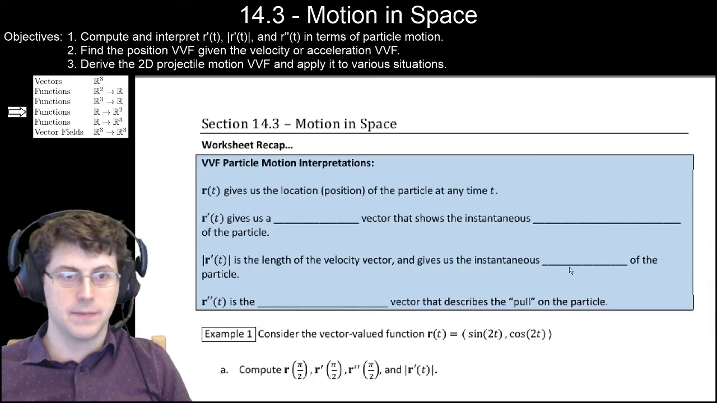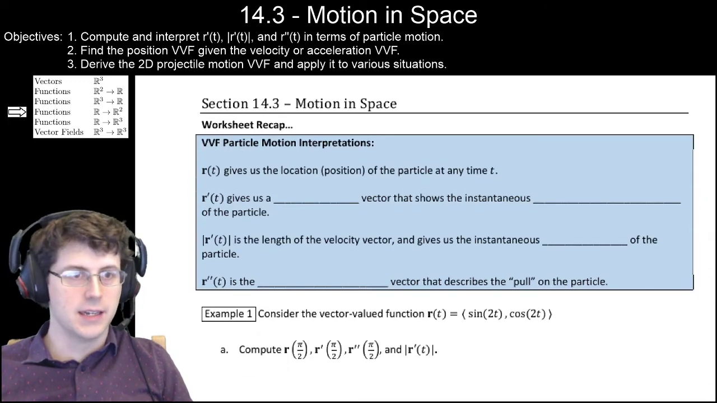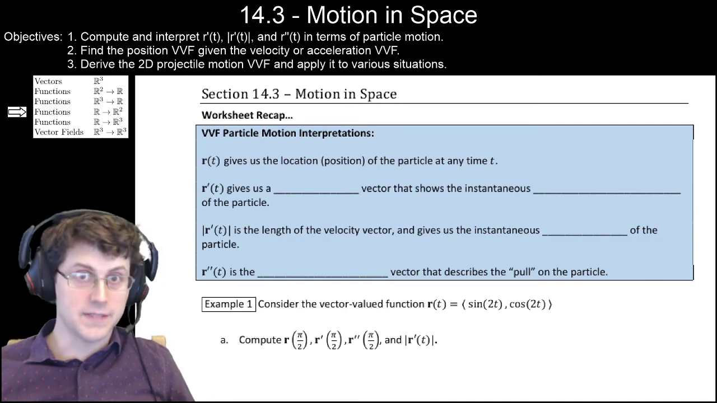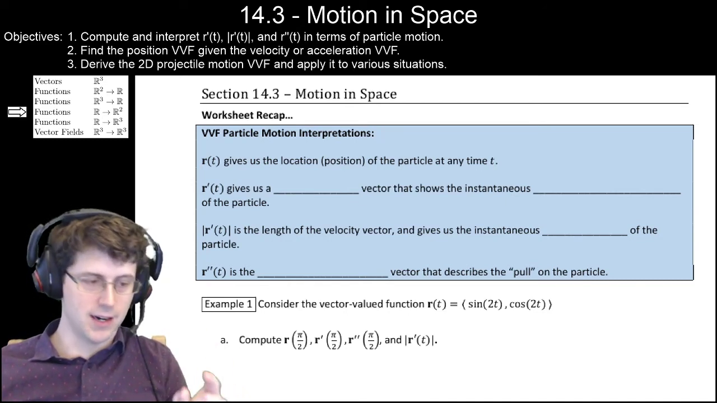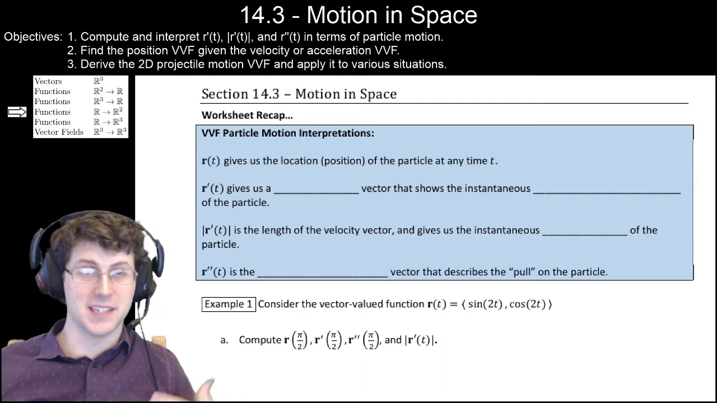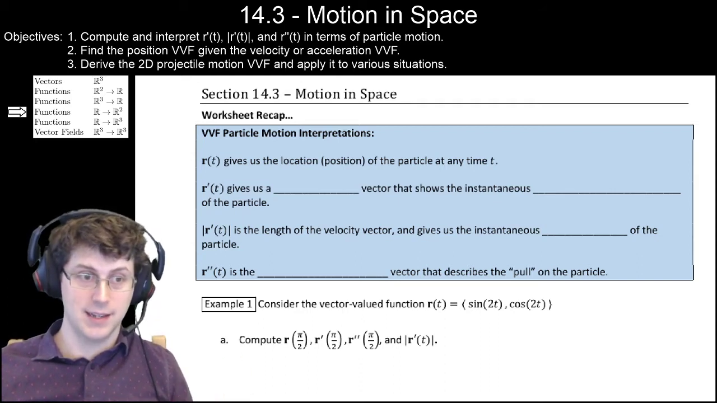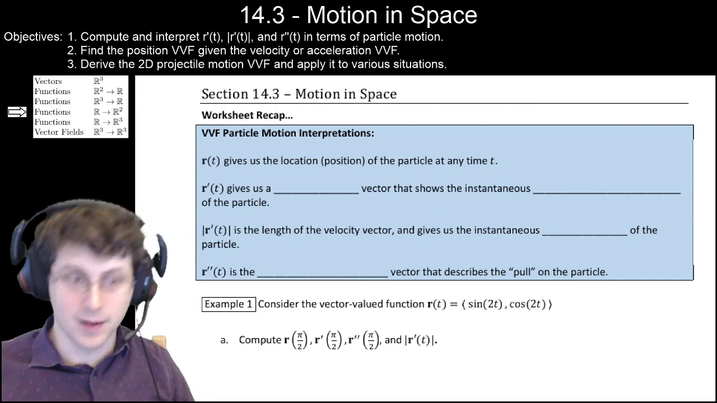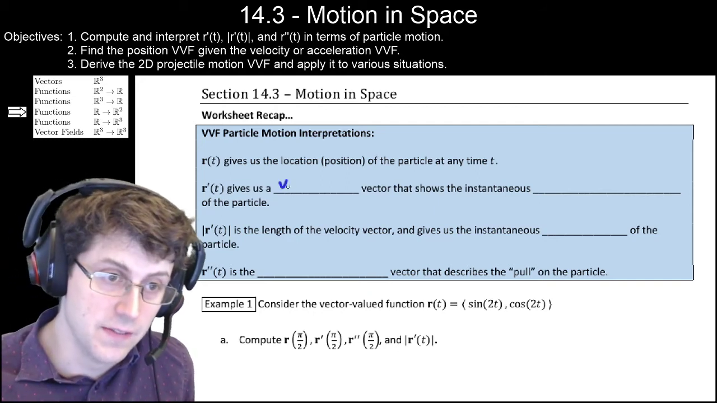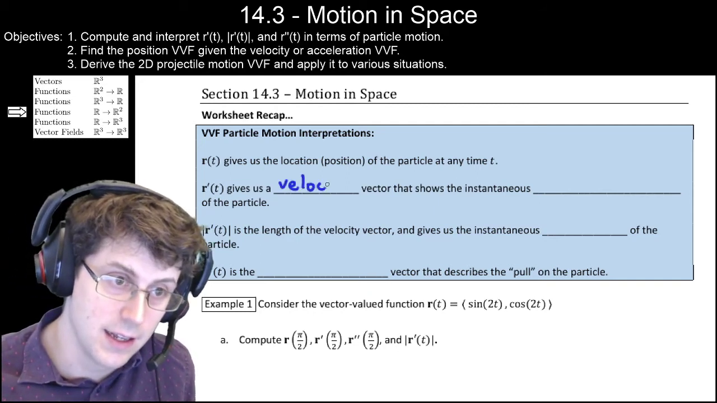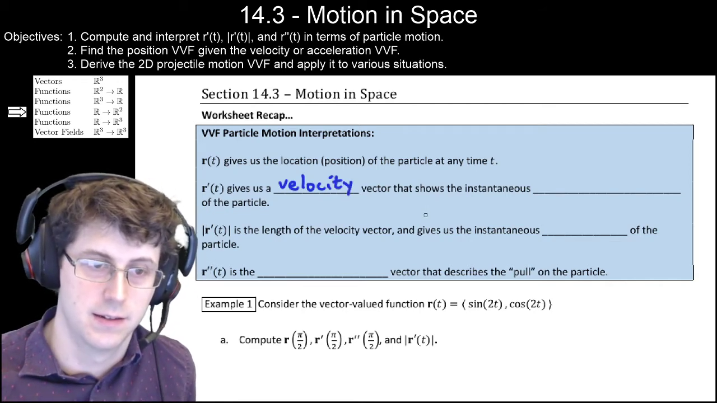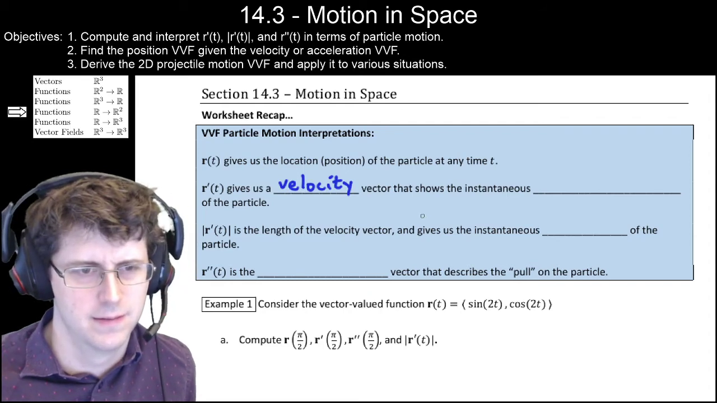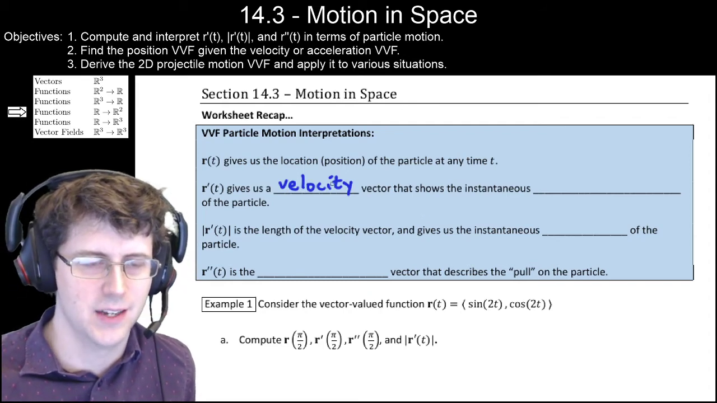On to page 3. So what's the summary? The summary is that r of t we think of as a vector valued function. Notice the bold r. We think of a vector valued function as giving us the position of an object. If you think that way, then r prime of t is its velocity vector. I wonder what was intended to go in this slot.